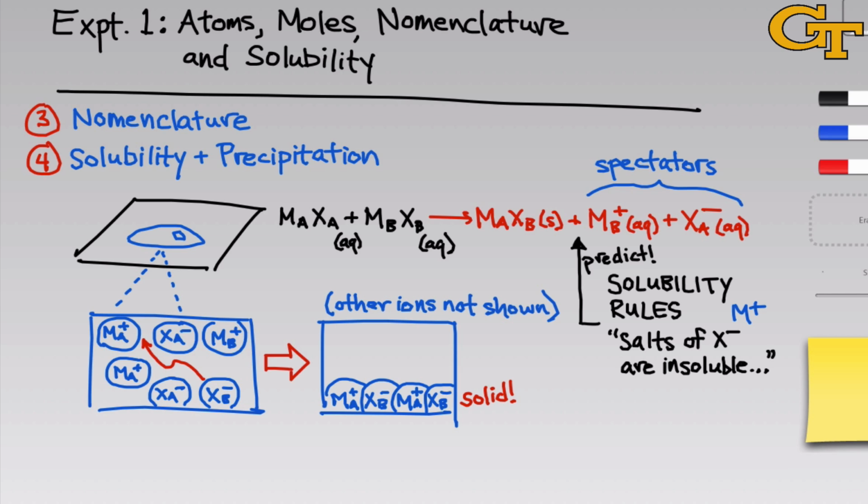So armed with the solubility rules, we can look at the reactants, look at MaXa and MbXb, and imagine switching the pairs, like changing dance partners, to see if that would result in the formation of an insoluble salt. If so, we should expect the formation of a precipitate. If not, we shouldn't.